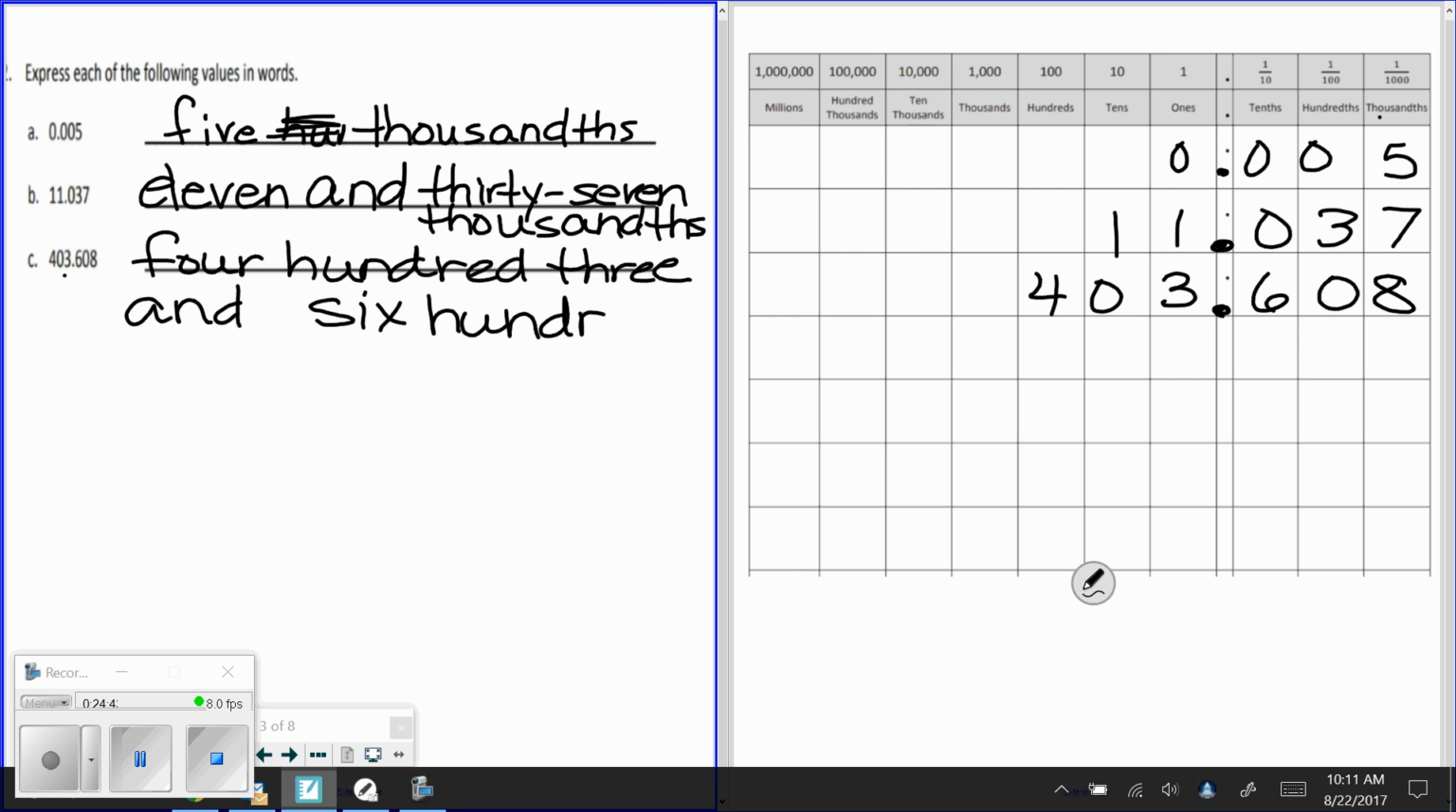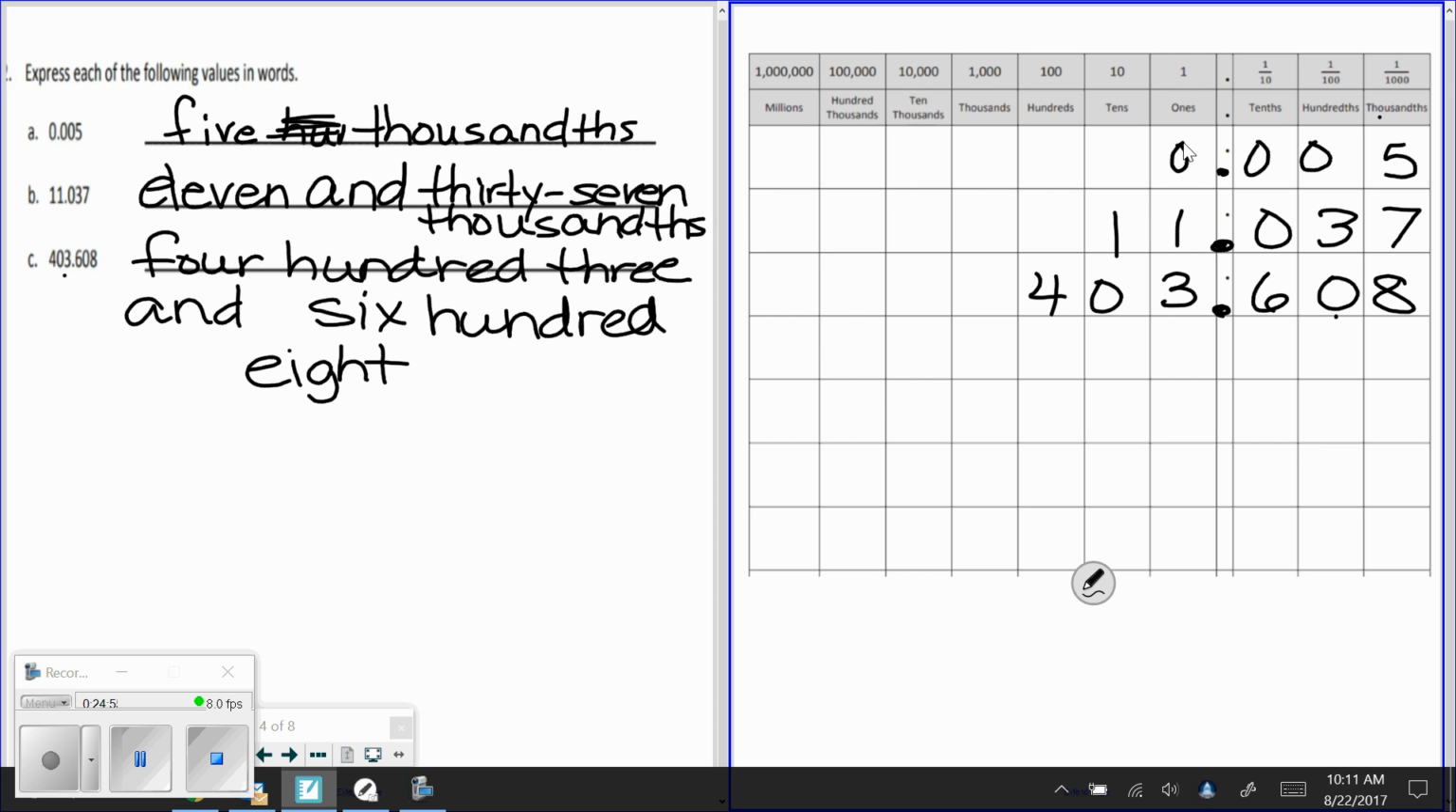And 608, because you just say it like you normally would say it. This is 608 behind that decimal. That's what you see back here, that's what you say, 608. And then you take the name of that very last digit, thousandths.